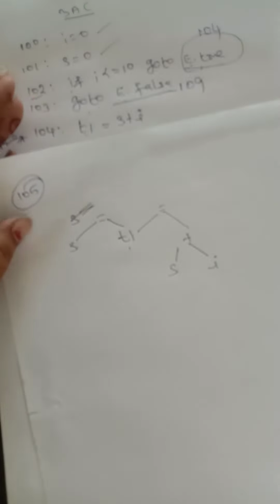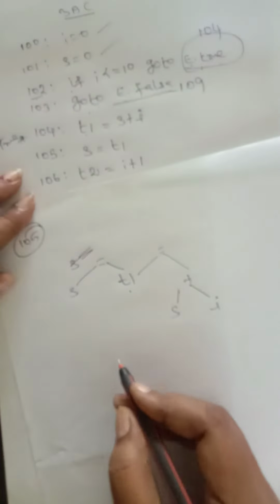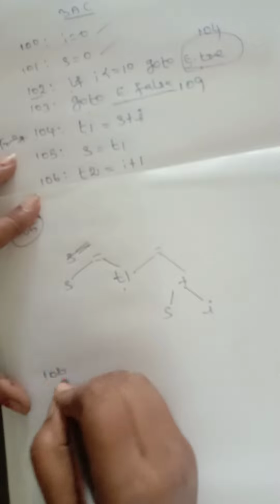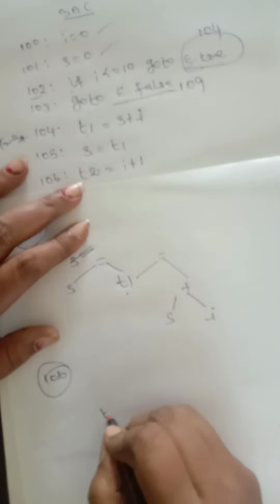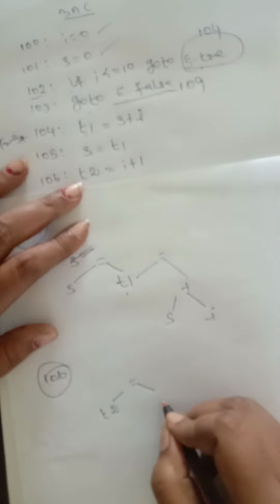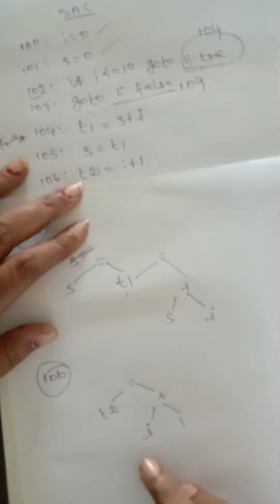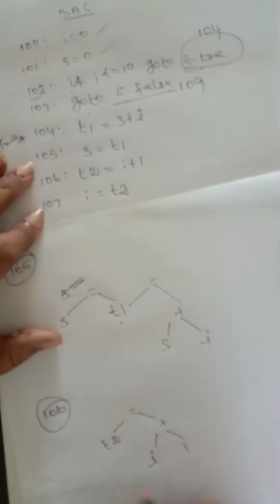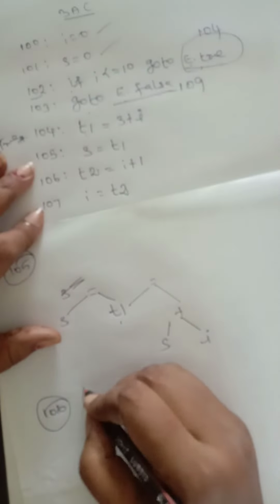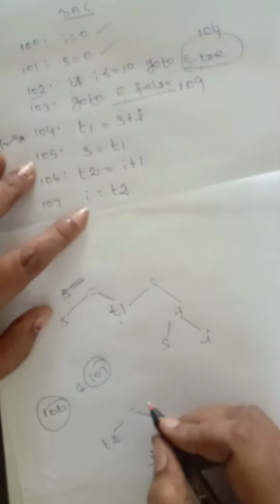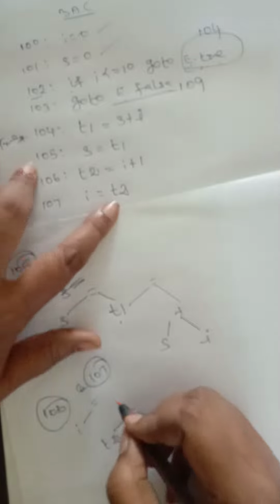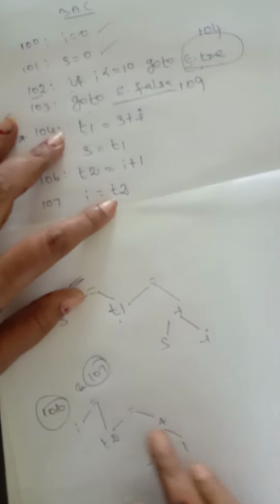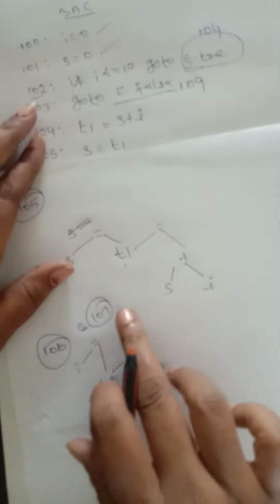Next we have to draw the syntax tree for the next line. What's the next line? 106. T2 equal to I plus 1. Next line 107. What's 107? I equal to T2. What's the T2? This one. So this is the syntax tree for 106 and 107.